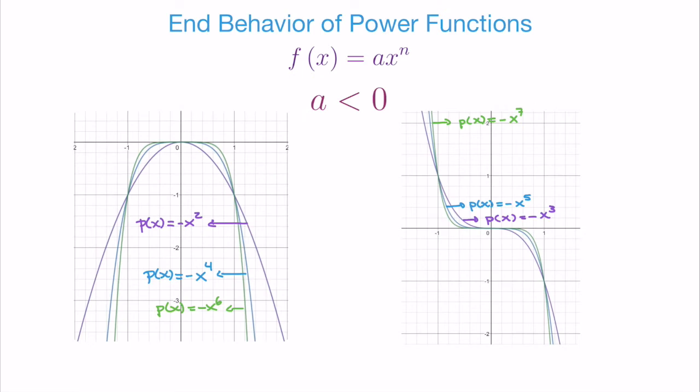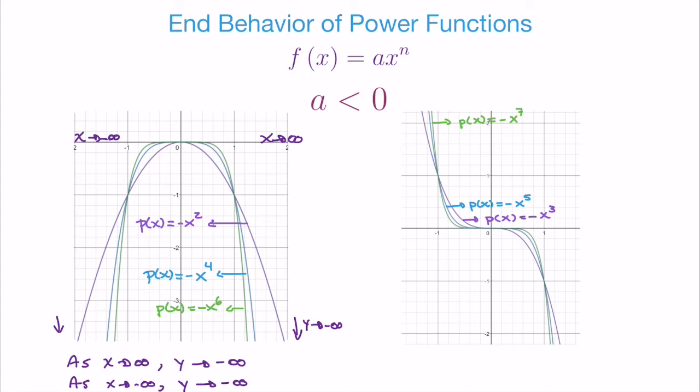In the case that a is negative, it is the same as the above ones, but reflected across the x-axis. The polynomials p equals negative x squared, negative x to the 4th power, negative x to the 6th power, they all have the same end behavior, and we can describe the end behavior as x approaches infinity, y approaches negative infinity. As x approaches negative infinity, y approaches negative infinity also. And this is going to happen to all power functions that have an even power and a is less than 0.